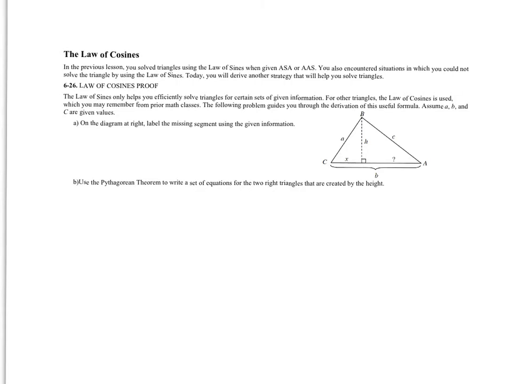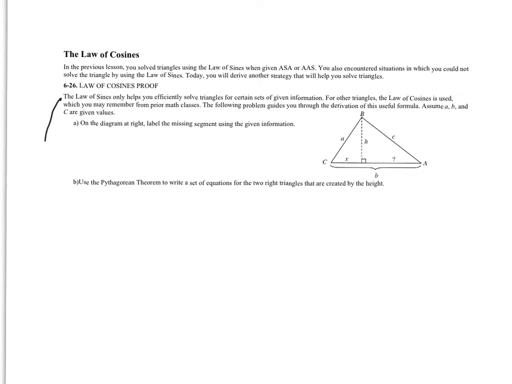The law of sines only helps you efficiently solve triangles for certain sets of given information. For other triangles, the law of cosines is used, which you may remember from prior math classes. The following problem guides you through the derivation of this useful formula. Assume a, b, and angle C are given values. On the diagram at the right, label the missing segments using the given information.